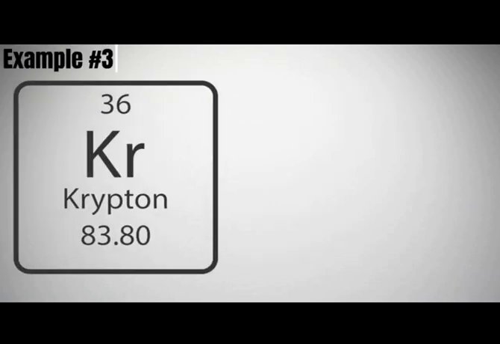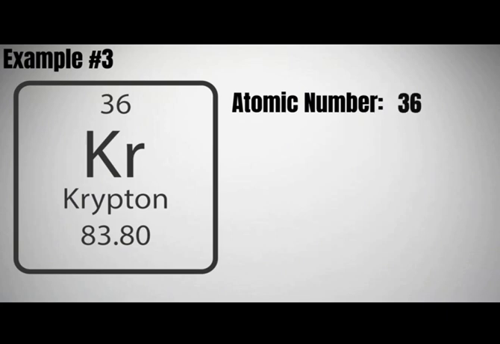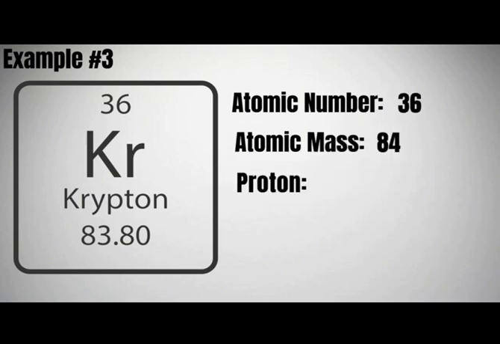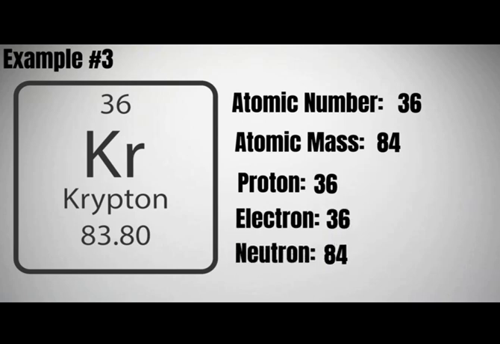Example is krypton. The atomic number is 36, then the atomic mass is 84, the proton is 36, electron 36, then the neutron is 84 minus 36 is equal to 48.